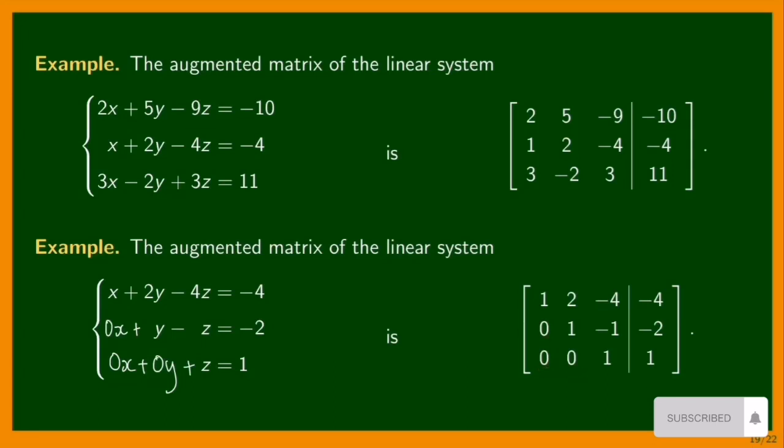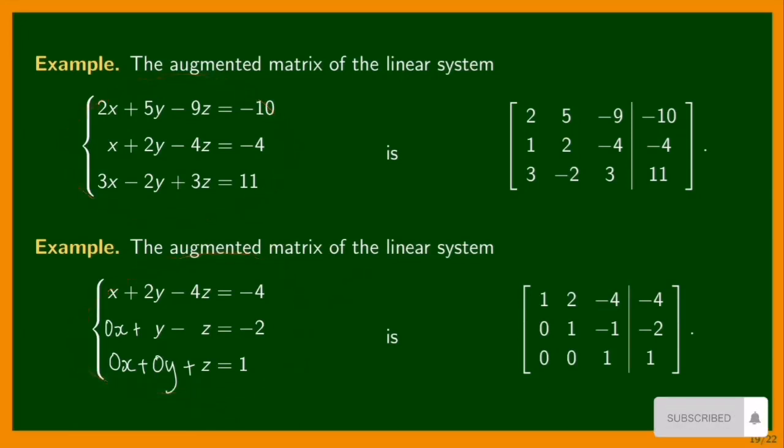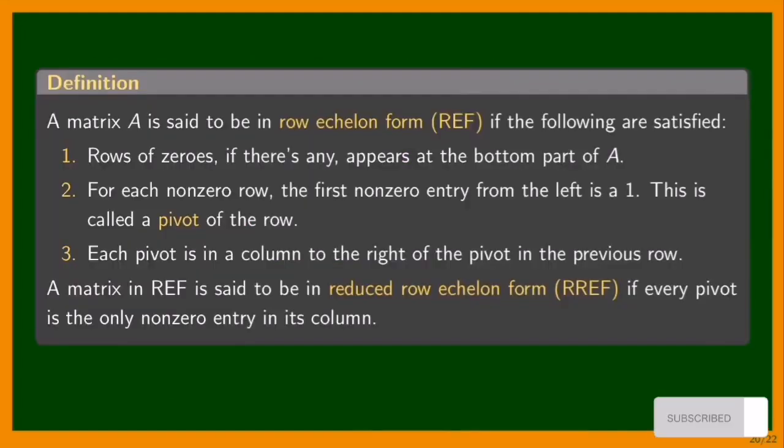Again, we prefer this form over this form because this is easily solvable using back substitution. Therefore, in terms of matrices, we prefer a matrix like this over this one. This matrix, over here, ito yung sa susunod na definition, is said to be in row echelon form. A matrix A is said to be in row echelon form, or REF, if the following are satisfied. Ito yung mga rules para masabi natin naka-REF ang isang matrix.